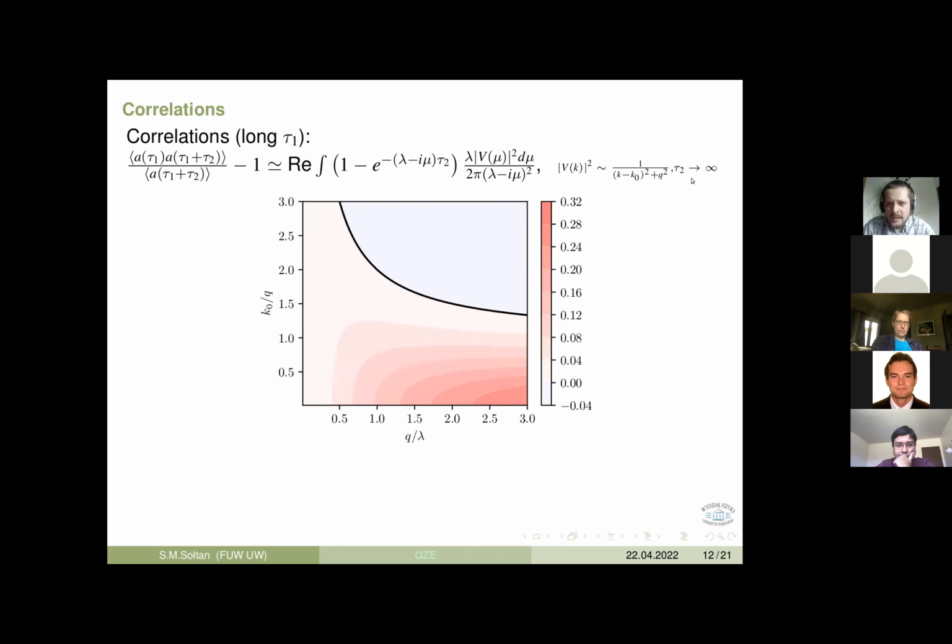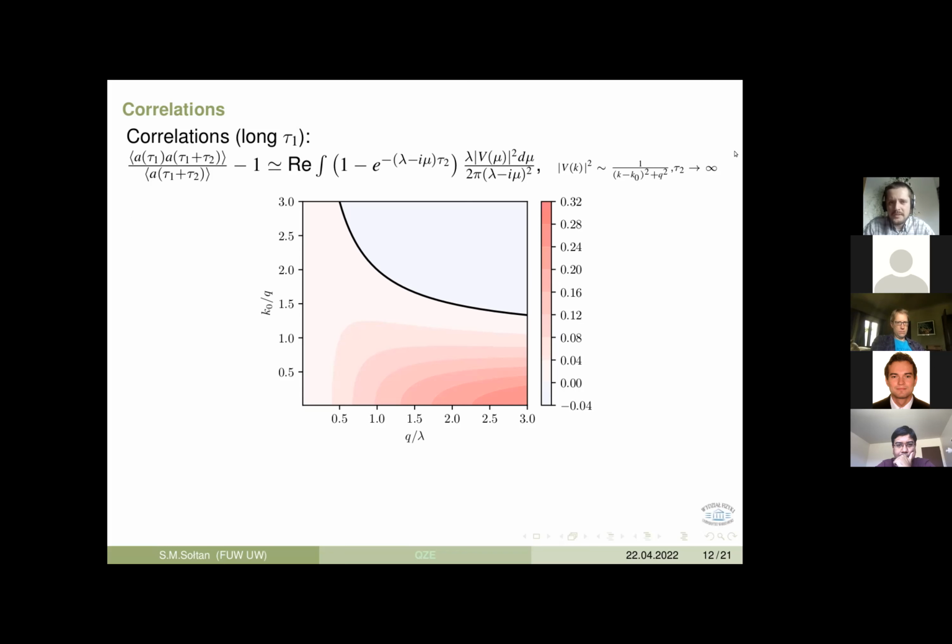Of note is that this approximate result for correlations, as it is written here, is obtained for long times t1. So the first results of measurements are read out a long time after the start of the experiment, so after the system has left its pure initial state.